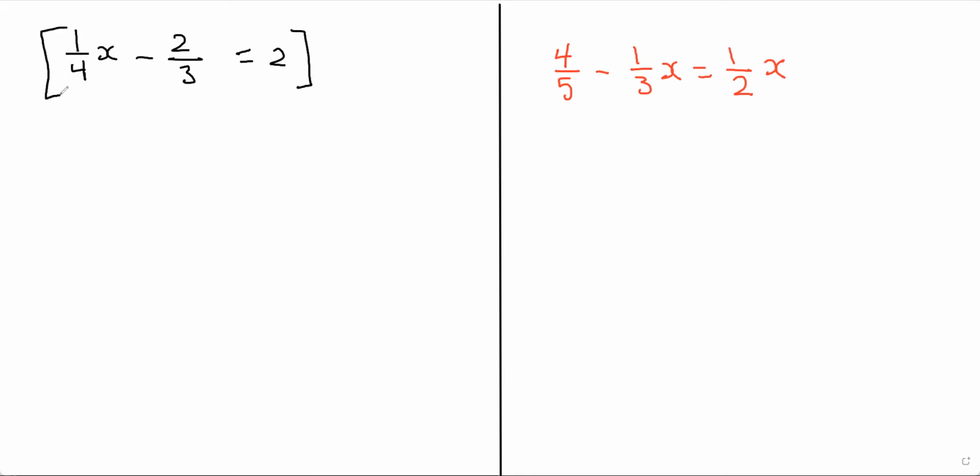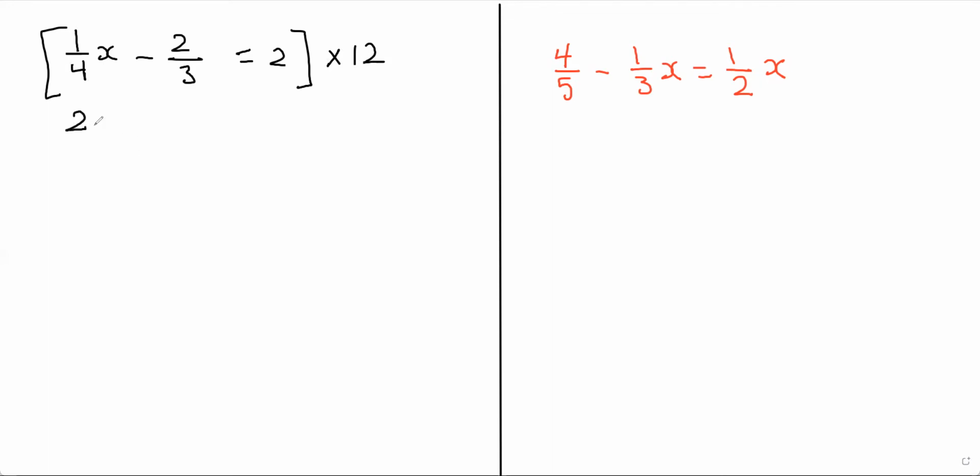Put in a square bracket around this and say I'm going to multiply this by the lowest common denominator, which is here between the 3 and the 4. The lowest common denominator is 12. Now, when you multiply the 12 into the fraction, you only multiply it to the top. You don't multiply it to the bottom. That's a common mistake that students make. They multiply it to the top and the bottom. So we multiply it to the top.